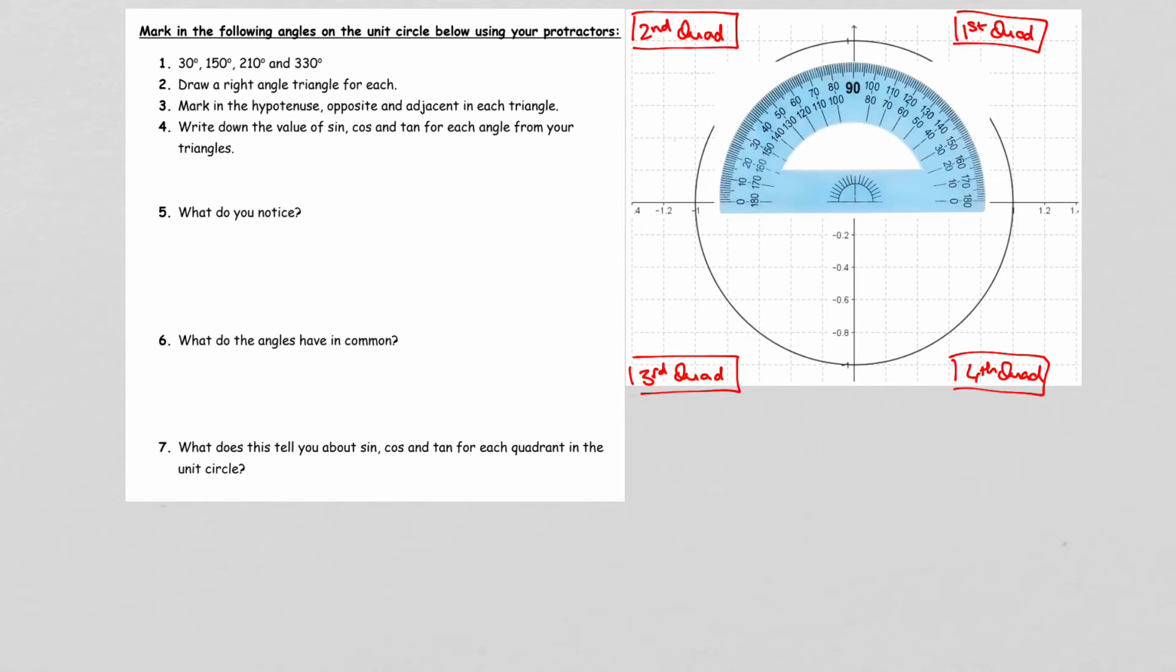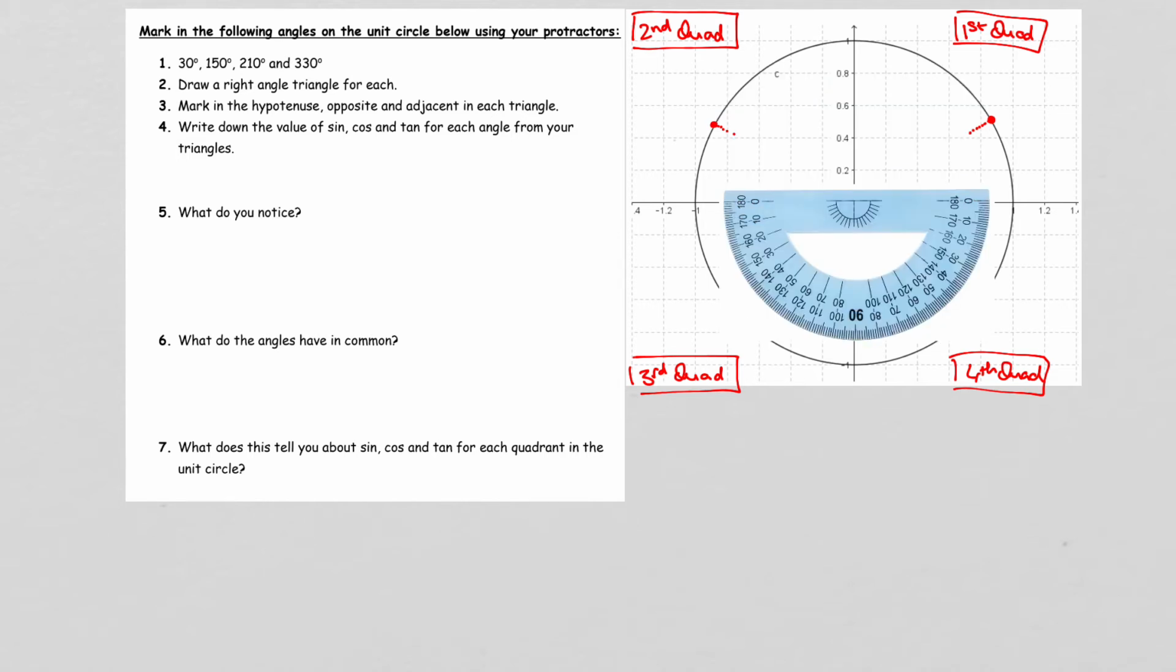So if I put my protractor down at 0 degrees, and I mark in 30 degrees, that's this point here. And then if I mark in 150 degrees, that's this point here. And if I do the same for the next angle, it's 210. That's the point there. And then 330, this point here. Okay, so let me get rid of this protractor.